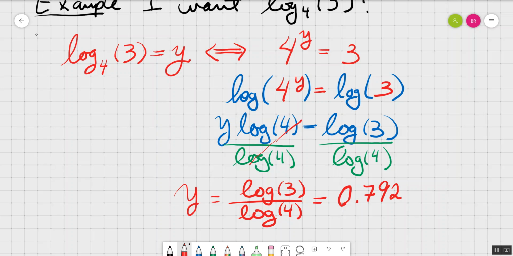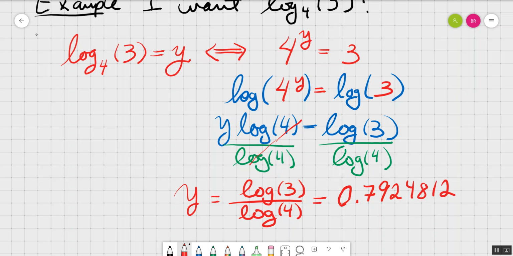Hopefully you have a better one. If you have the TI 30X, which is the most common, you do have to do the thing where you do log and then 3, close your parentheses, then the division sign, hit log again, and then 4, and then close your parentheses. Don't forget to close your parentheses. It'll totally mess you up.